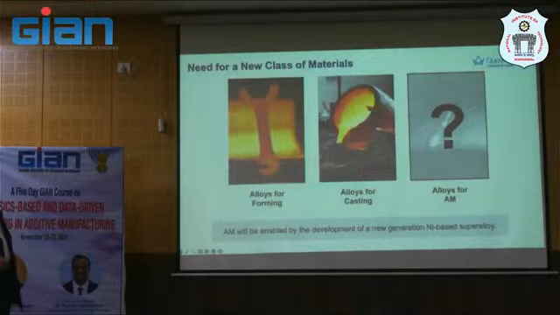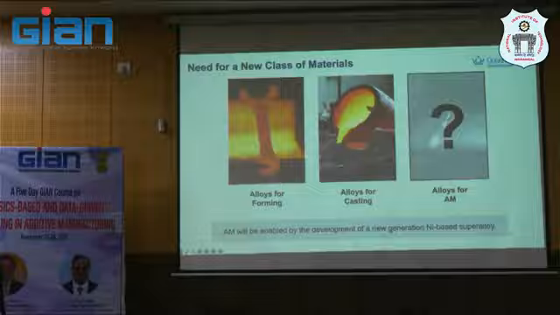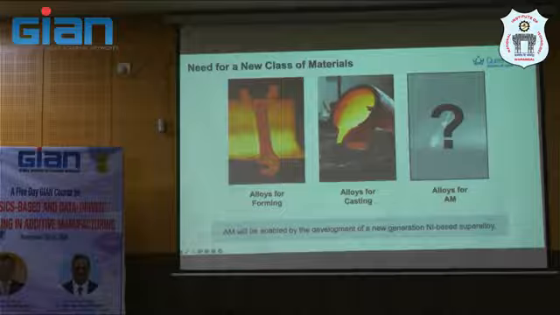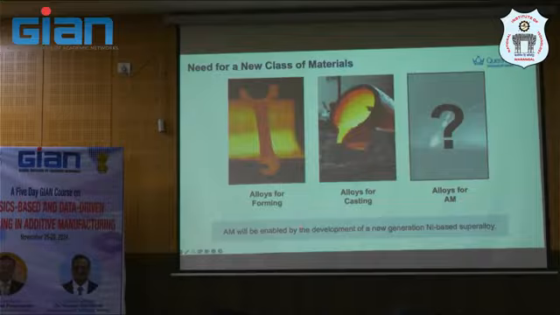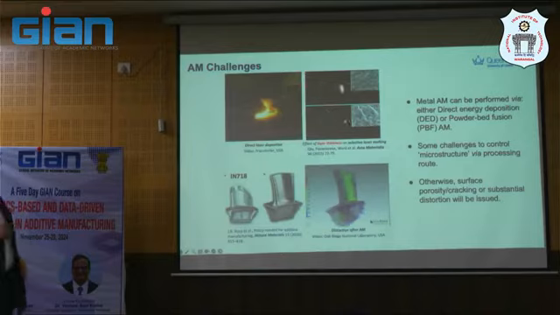This is a bit of repetition from a previous slide, where I highlight the underlying thought: we hypothesize that we need a new class of material for the new processing approach that we use. Every time we have a new process like forming, casting, or additive manufacturing, the question is whether or not we can use the same material. That is the hypothesis. We said AM will be enabled by the development of a new generation of material, in this case nickel-based superalloy.